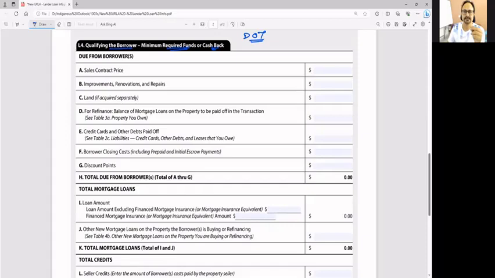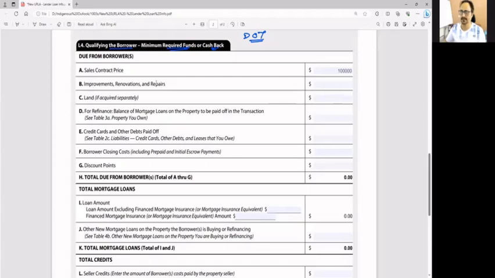So if it is a purchase case, right? Let's say first we will review a purchase case. Sale contract price means what is the contract price? I'm writing here $1,000. Sorry, $100,000. This is the purchase case. Sale price for the property.